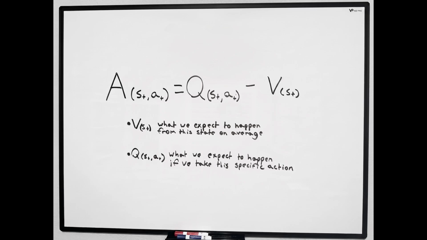Positive advantage means the action did better than expected, so we want to increase the probability. Negative advantage means it did worse than expected, so we want to decrease its probability. But the catch is that we don't actually know the values for Q, V, and the true advantage. These are just theoretical quantities.